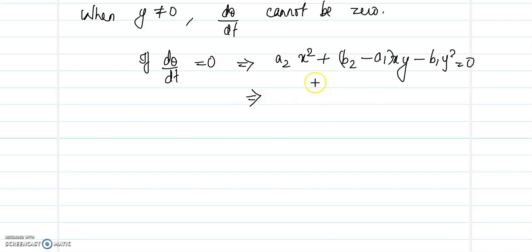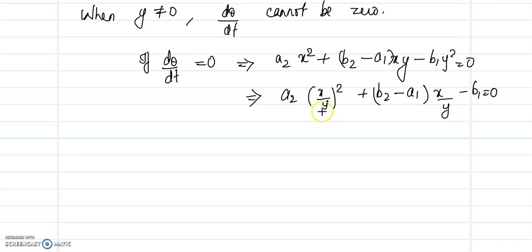Now since y is not equal to 0, dividing throughout by y square, we will be getting (x by y) whole square plus (b2 minus a1) times (x by y) minus b1 equal to 0. Now this is a quadratic equation in x by y. So it will be equal to 0 for some real x by y.